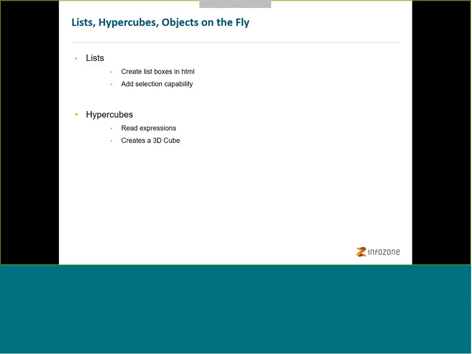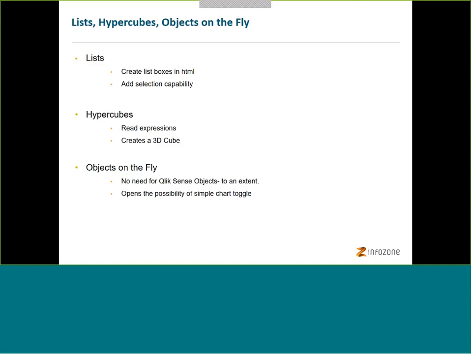A hypercube is basically a JavaScript function, and inside of it, it can actually read Qlik Sense expressions. This can be really handy when you're creating JavaScript variables or just printing the result of expressions in HTML. It basically creates a 3D data cube in that JavaScript, and you can pinpoint areas on that cube and actually read Qlik Sense expressions through the JavaScript.